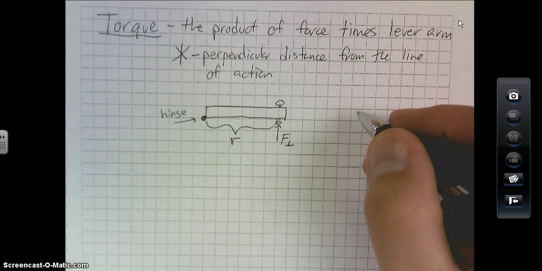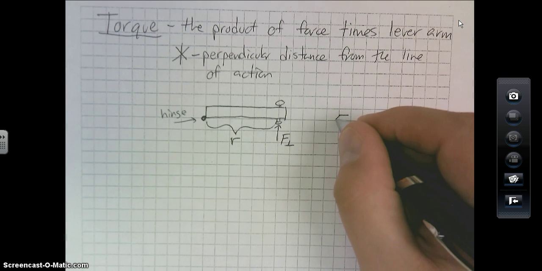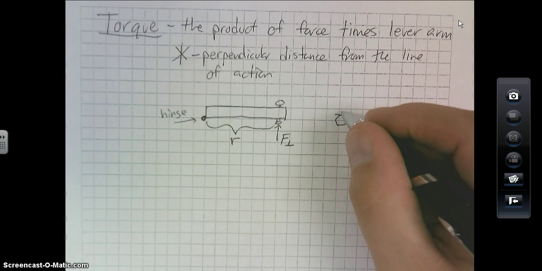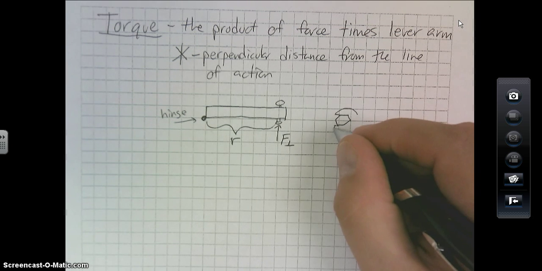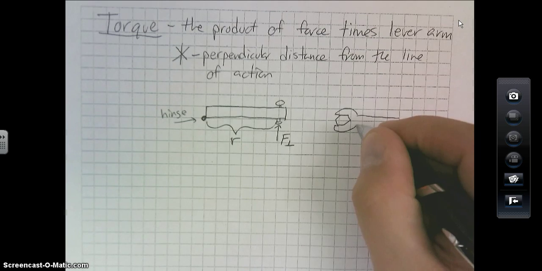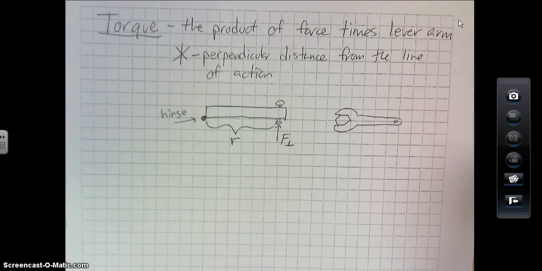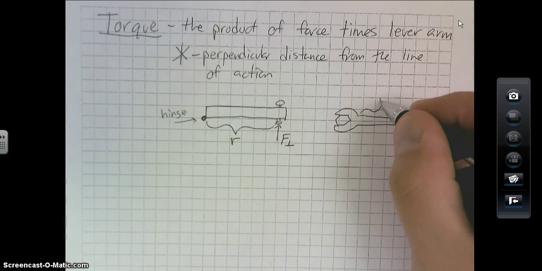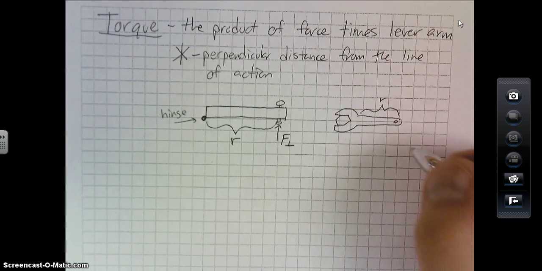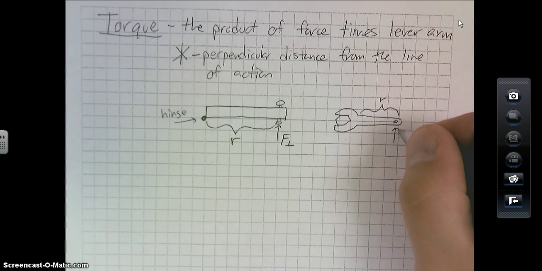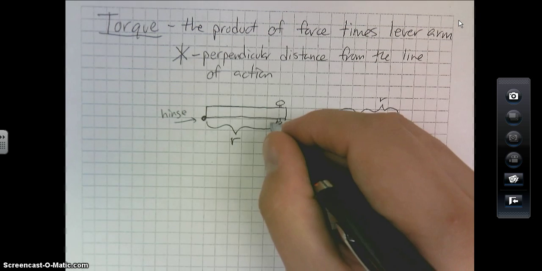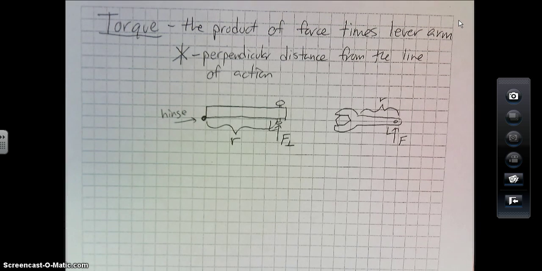We could also think of this in terms of, say, a wrench. So if I had a crescent wrench, like this, I know everybody's amazed at my wonderful drawing skills. This would be the lever arm, and then if I push it in this direction, then this would be perpendicular to that line of motion.